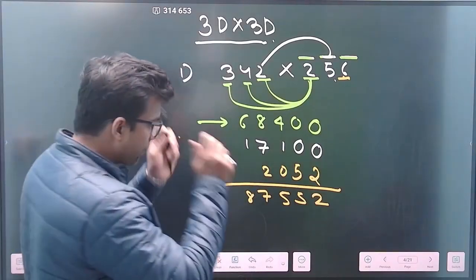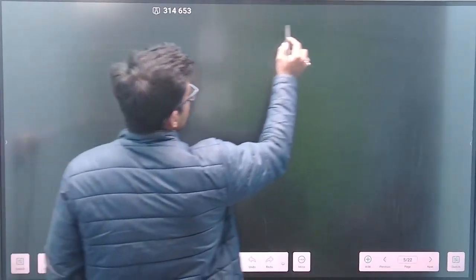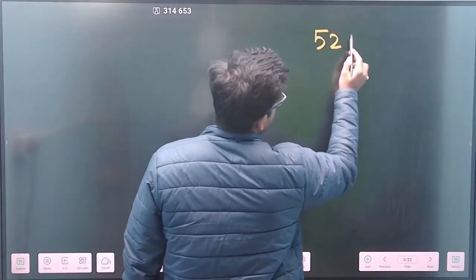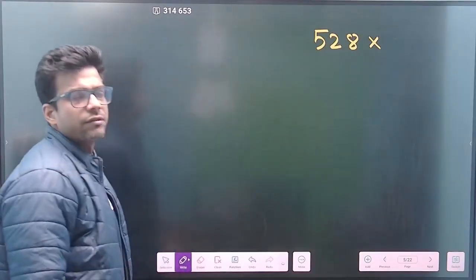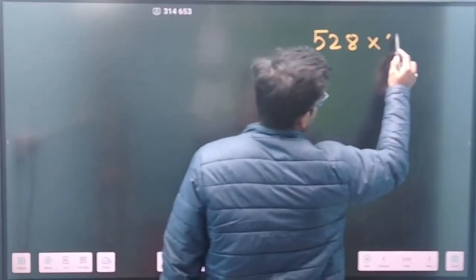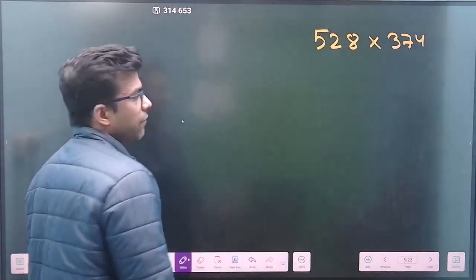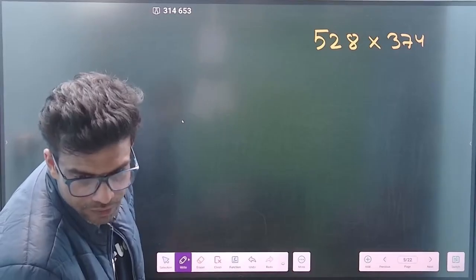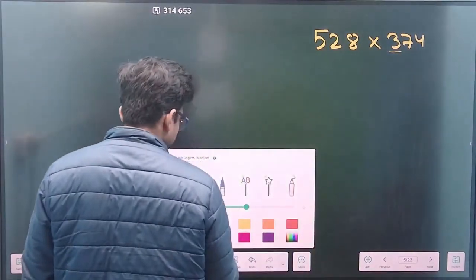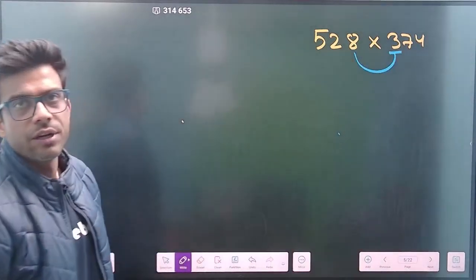Okay, let me go for another example. Let's suppose I take 528, getting multiplied by 374. This is my number, correct? Now start solving it the way I told you. First, this 3 should be multiplied. Slowly we'll do. So it will get multiplied.